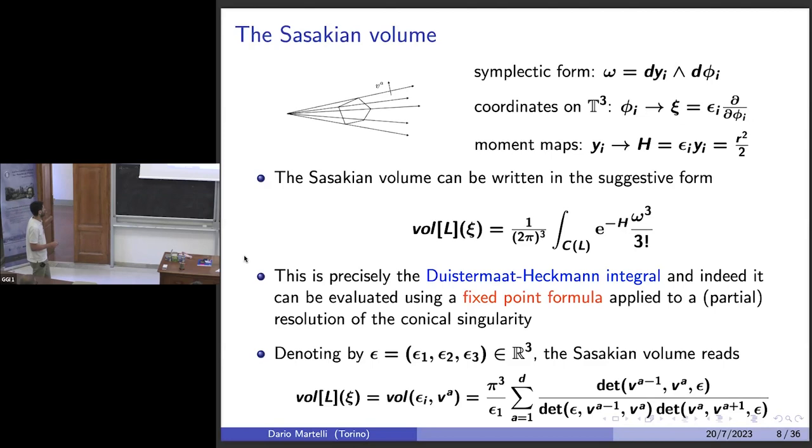Now, denoting by epsilon just these triples of entries, like a vector in R3, then one can write this abstract but nice looking expression in a less nice looking but very concrete expression, which now depends explicitly on the components of this vector field and on this toric data. I call them the v_a, the toric data, which uniquely characterize my toric Sasakian.